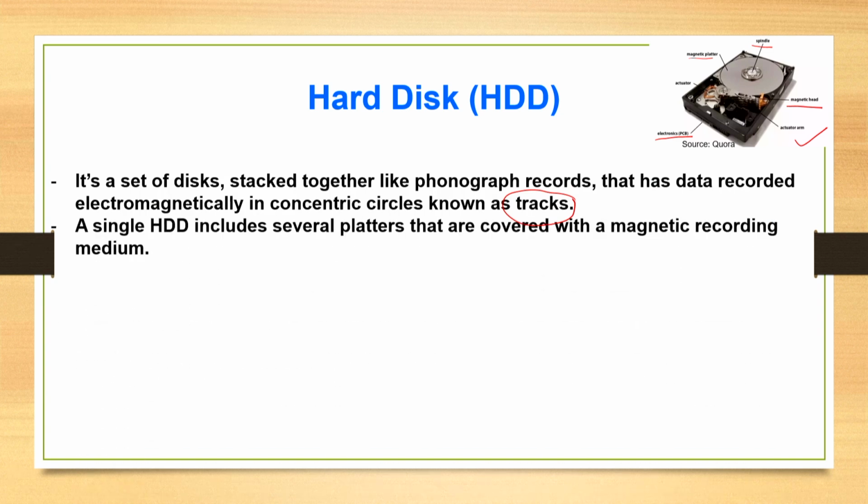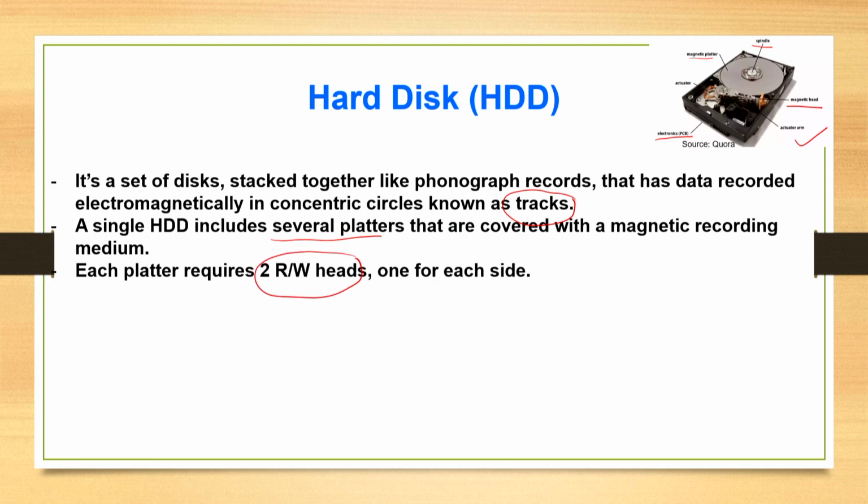A single hard disk includes several platters that are covered with a magnetic recording medium. Each platter requires 2 read-write heads. Why 2? One for each side: one read head and one write head on the upper side, and one read head and one write head on the other side, or the lower side.